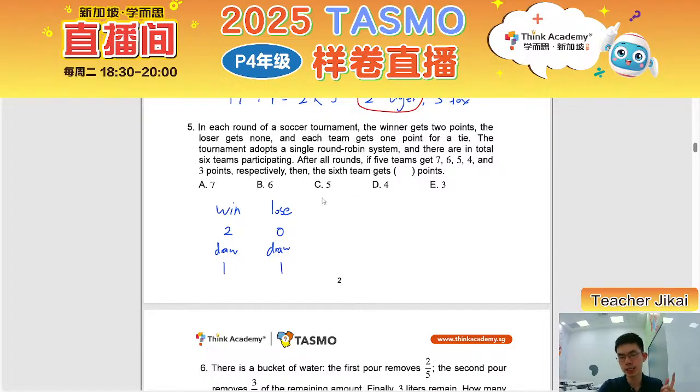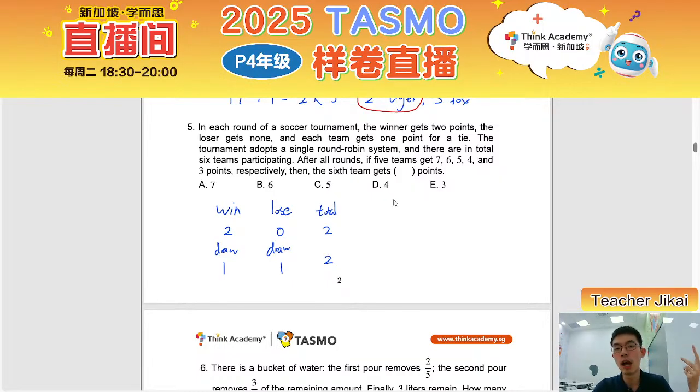So when you focus on the 2, 0 and 1, 1, do you find something in common? Yes, the total, right? For the total, the winner gets 2, the loser gets 0. Altogether they get 2 points. For the draw, each of them gets 1, so the total is also 1 plus 1 equal to 2. So no matter who wins, no matter who loses, no matter whether they draw or not, the total of the points here is always the same.